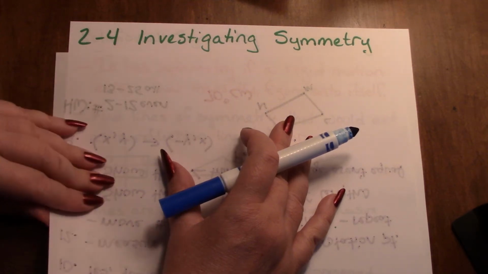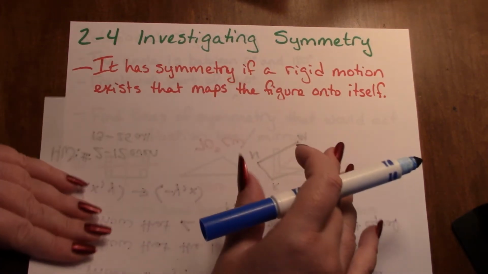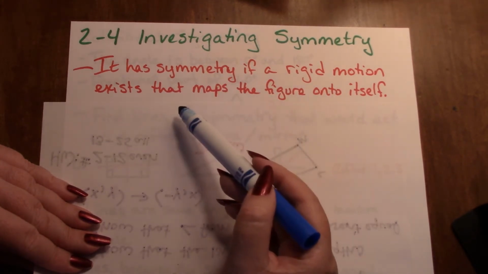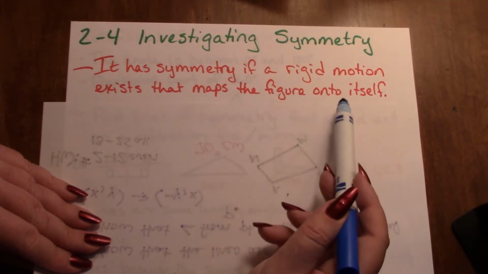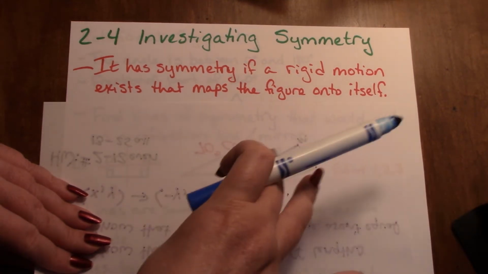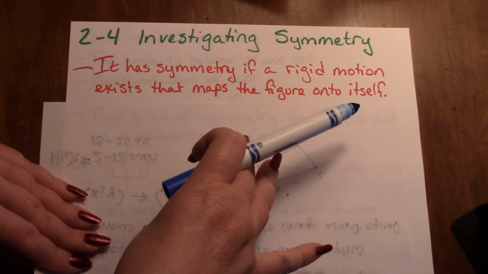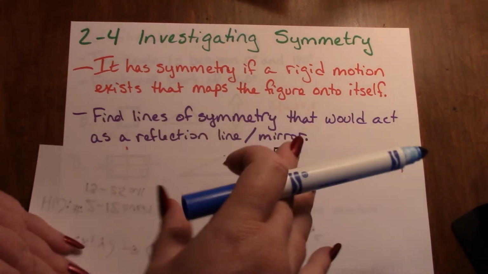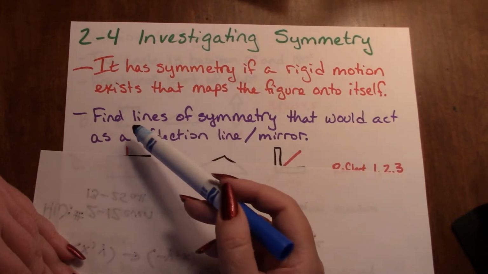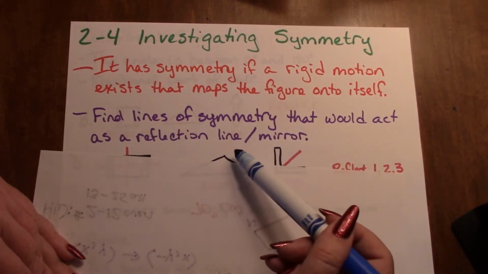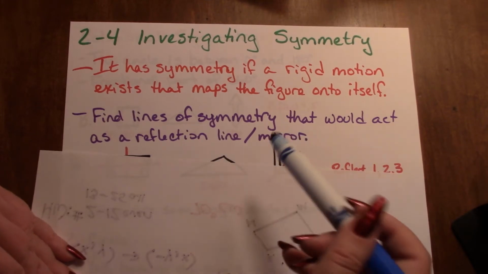Chapter 2, Section 4 is all about investigating symmetry. A shape has symmetry if a rigid motion exists that maps the figure onto itself. And that could be rotational symmetry where you turn it, rotate it, or it could be line symmetry where you fold it in half. So our first job is to find the lines of symmetry that would act as a reflection line or a mirror.